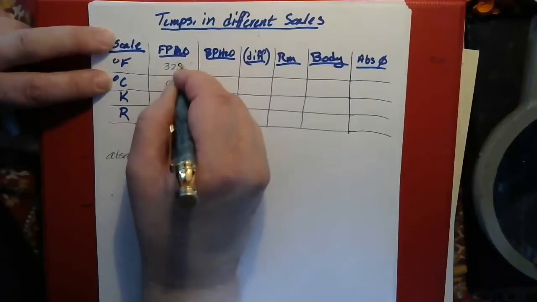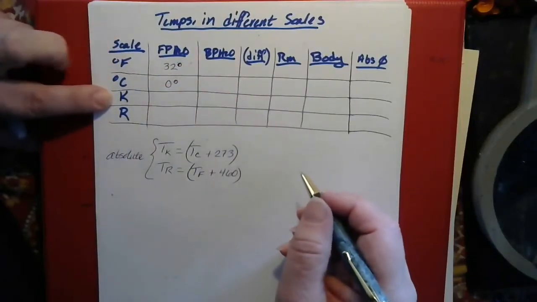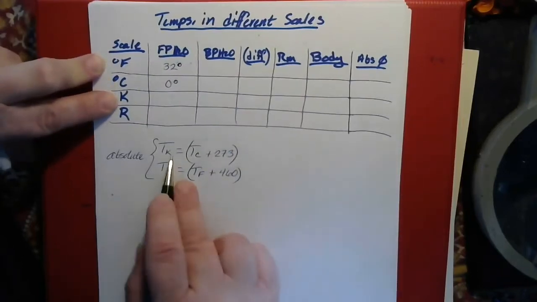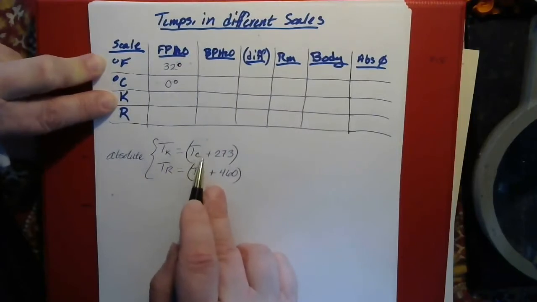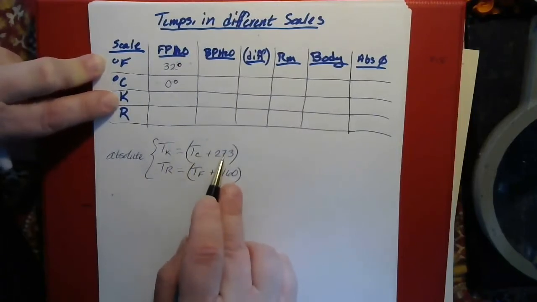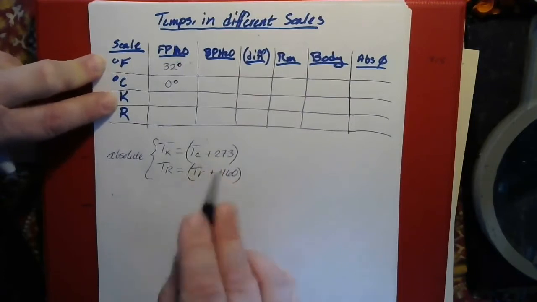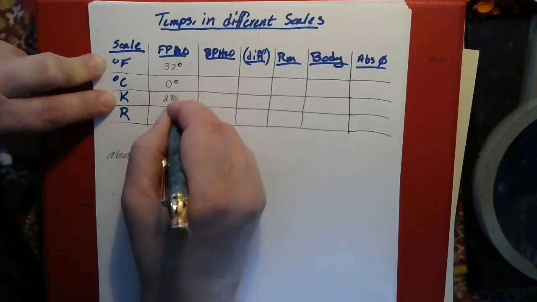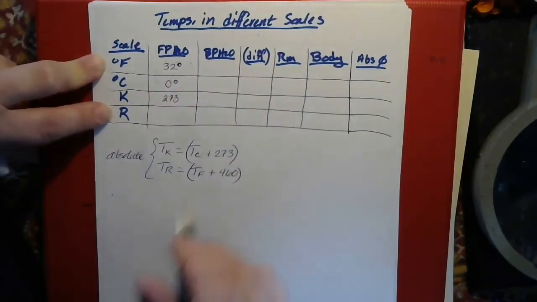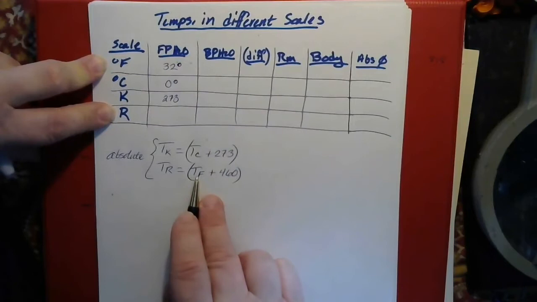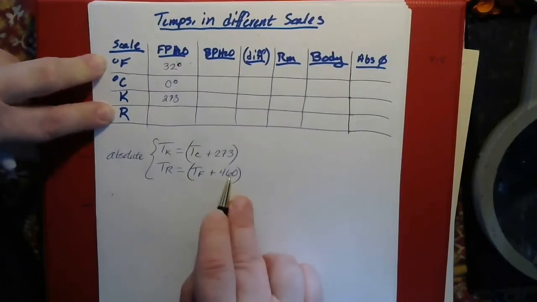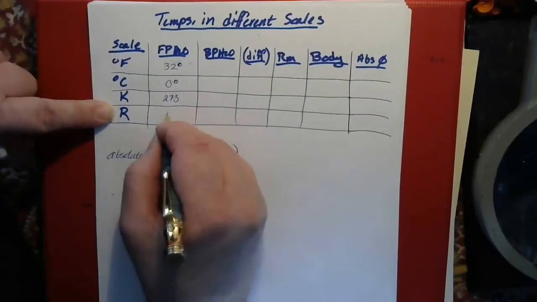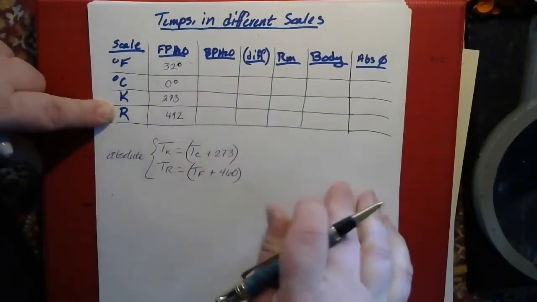That's one of the defining points of the Celsius system. Kelvin is based on the Celsius system. A temperature in Kelvin is equal to the temperature in Celsius plus 273. So the freezing point of water in Kelvin would be 273. And the temperature in Rankine is the Fahrenheit temperature plus 460. So if you take 32 plus 460, you get 492.